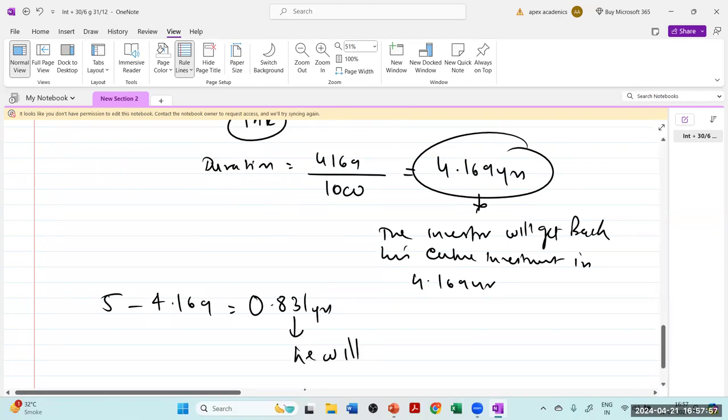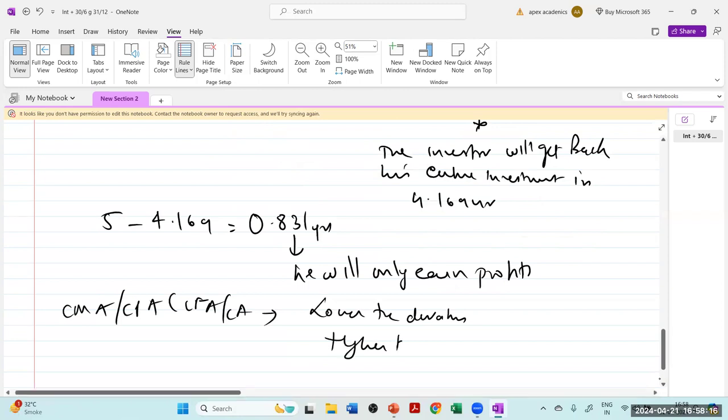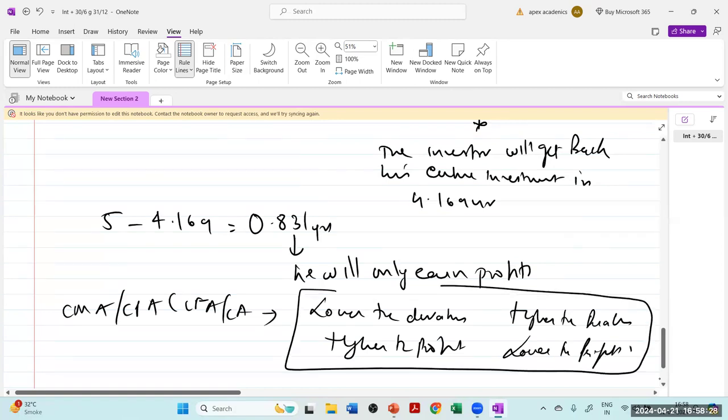Perfect answer, very good. He will only earn profits. What does a CMA or a CPA or a CFA or a CA understand from this? Lower the duration, higher the profit; higher the duration, lower the profits. And these are your MCQ questions that come and haunt you. This is the concept. Okay.